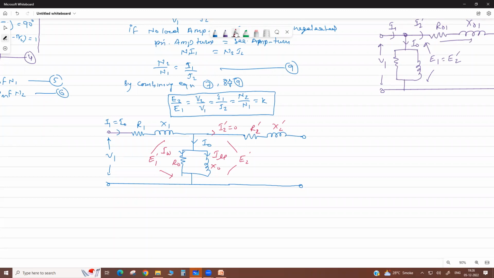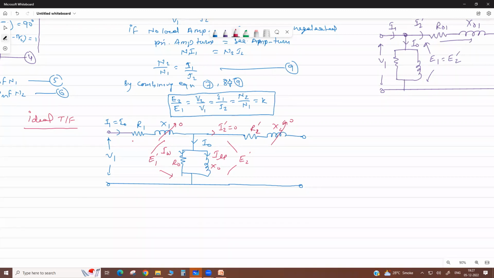Now, if we talk about the ideal transformer, ideal means it transfers 100% of the primary power to the secondary. There is 100% coupling between primary and secondary, and zero leakage flux. If there is zero leakage flux, the primary and secondary leakage reactances will be zero.